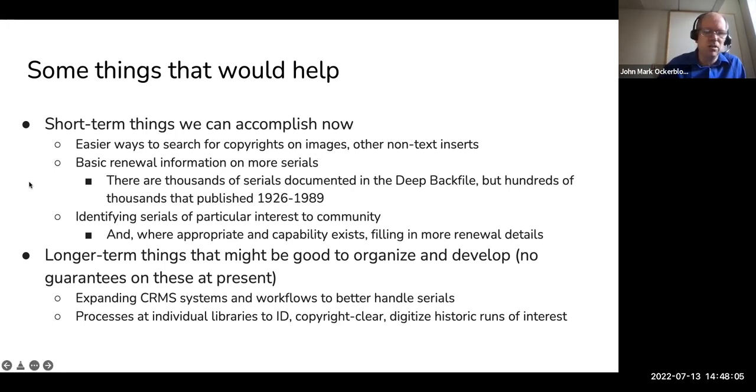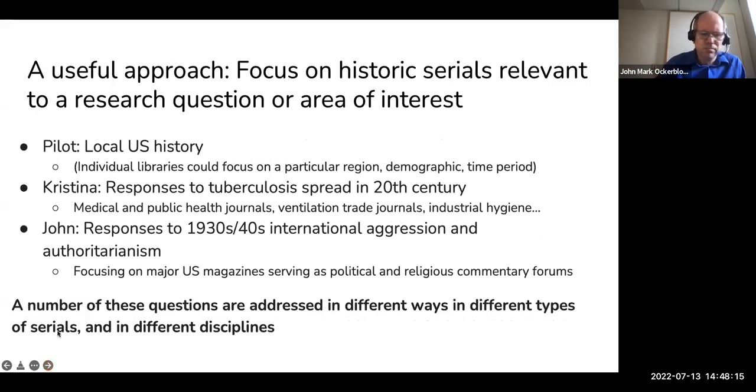And we hope to address all three of these things in the breakouts, as well as, as Christina mentioned, having a chance to discuss general issues of copyright research and such. But I do want to mention before we go into that, it is often very useful, and we've actually had some success beyond the pilot, in focusing on historical serials that are relevant to a specific research question or an area of interest.